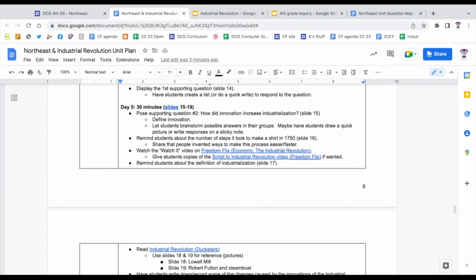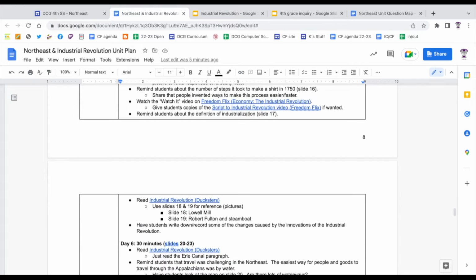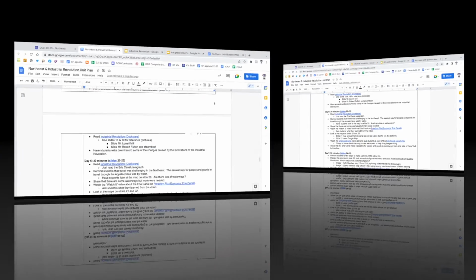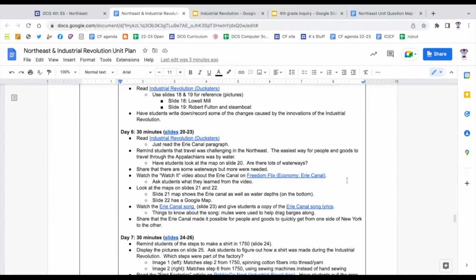Day 5, we move on to supporting question 2, and we start looking at how industrialization came about and how some innovations such as the Lowell Mill and the steamboat pushed forward the Industrial Revolution. Day 6, we continue along with that theme, and we're considering more of the canals, Erie Canal in particular. The focus of this lesson is to see how this waterway made transportation easier, cheaper, and faster.